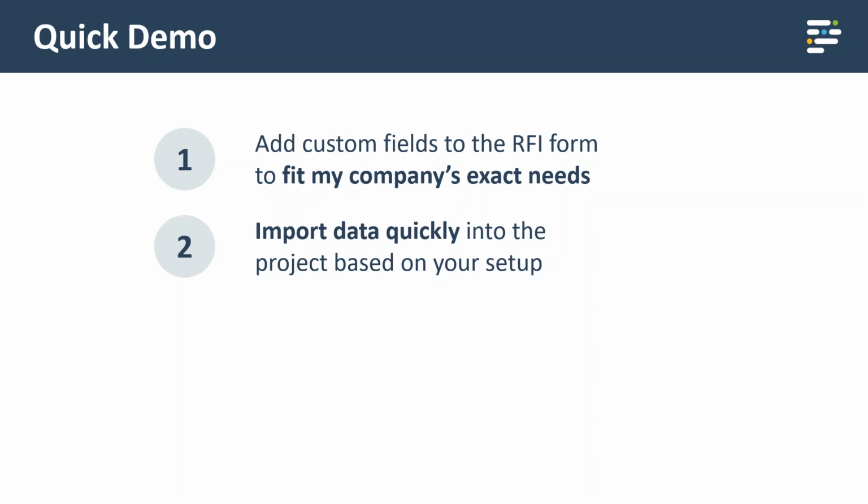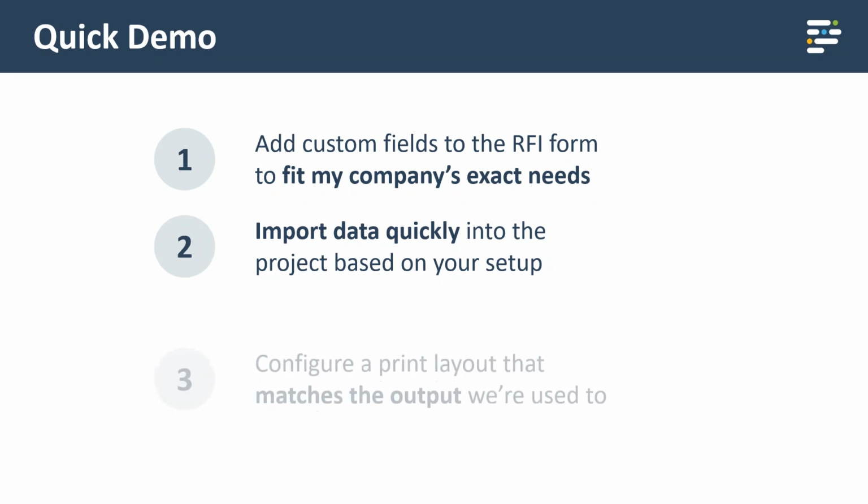Then we're going to take that information, now that we've configured it, and it looks the way that I want it to look, and I'm going to import some data. So we can take an Excel document that, if you're not using ProjectTeam, you might be using right now, and directly import that into the system, and we can put hundreds of records into ProjectTeam very quickly.